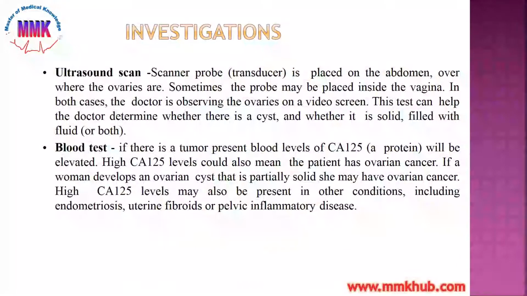Ultrasound scan. Scanner probe, that is transducer, is placed on the abdomen or where the ovaries are. Sometimes the probe may be placed inside the vagina, that is the TVS. In TVS we place it inside the vagina, which gives the clear image of the cyst and the lesion. Blood test. Blood tests include CA-125. High CA-125 levels could also mean the patient has ovarian cancer.